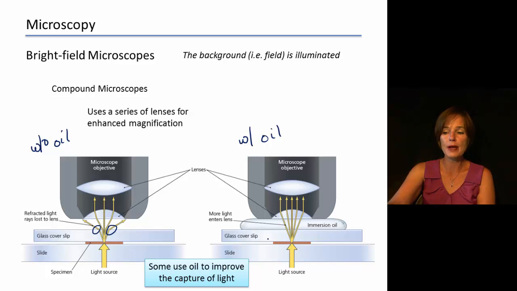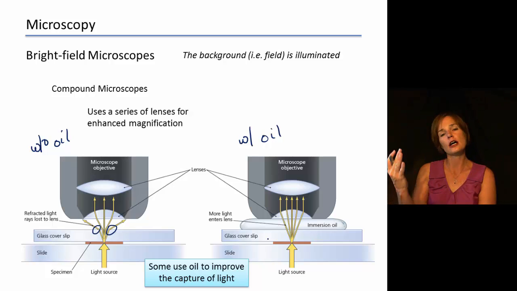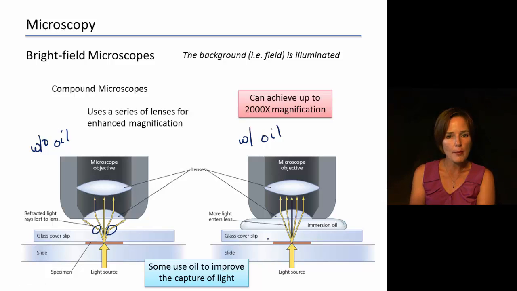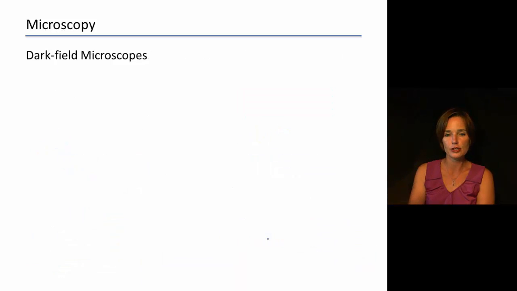So those are our compound microscopes. They are a type of bright field microscope. Again, with bright field microscopes, we're talking about a bright background and then the specimen on top of that. So with these compound light microscopes, we can achieve up to about 2,000 times magnification. So that's definitely enhanced from the simple microscopes, which were about 300 times. So these are the bright field light microscopes. We also have dark field microscopes.